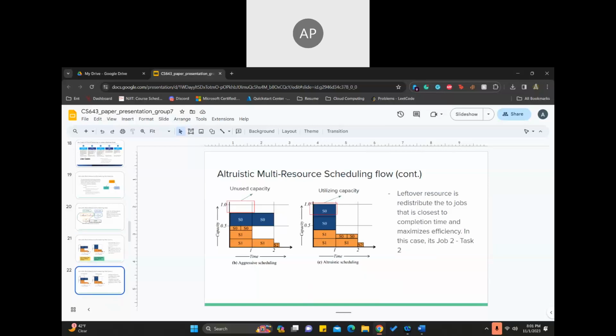Then the leftover resources are redistributed to the jobs that are closest to completion, and it will maximize the efficiency. In this case, we can see the altruistic scheduler utilizes leftover resources for job two to complete it earlier.